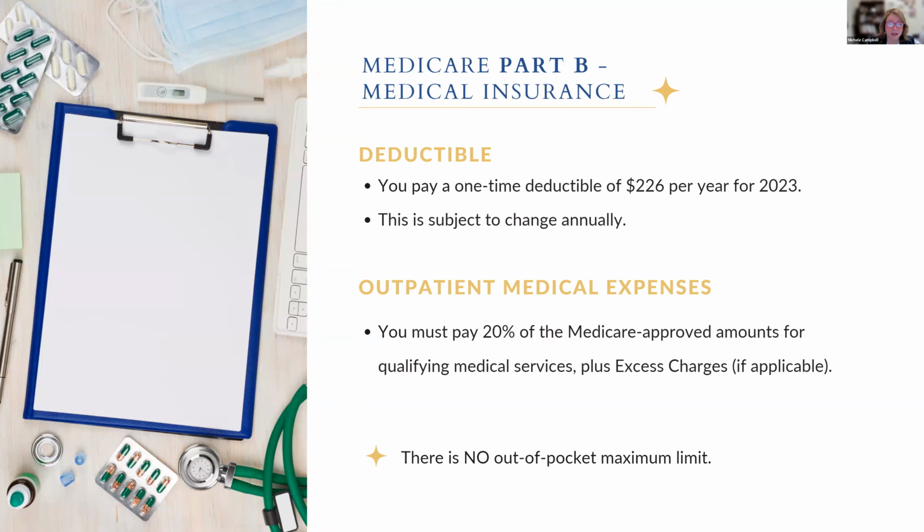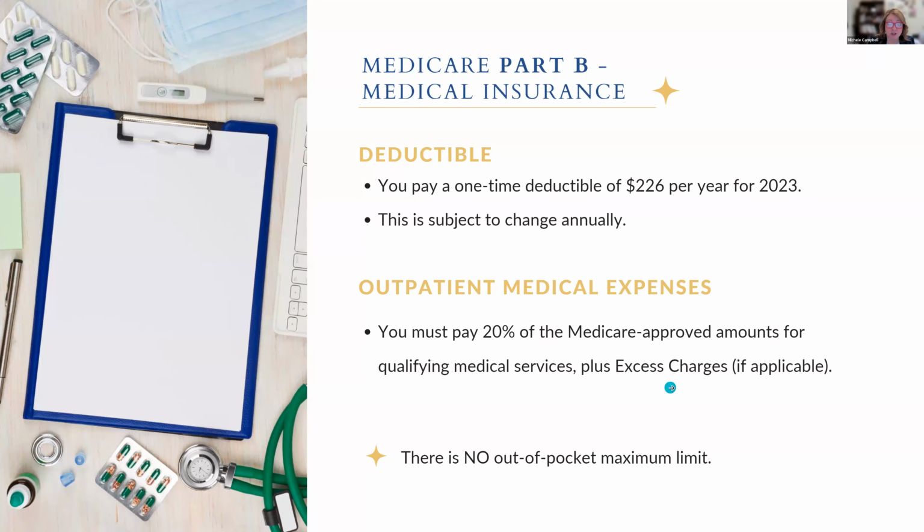On the Part B side, you have to pay the Part B deductible. It's usually at the beginning of the year, $226. Next year, it's going to be $240. After that, Medicare is going to pay 80%, and you have to pay 20% of the Medicare approved amounts, plus excess charges. What that means is, if you had outpatient surgery and it's $50,000, you're going to have to pay 20%, which is $10,000.